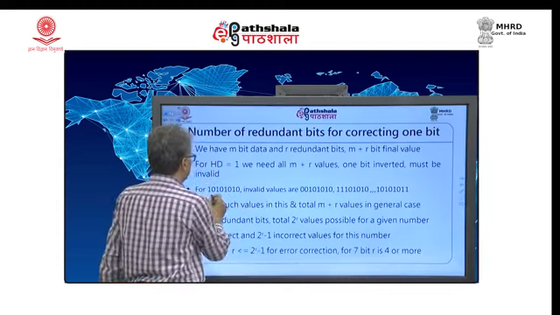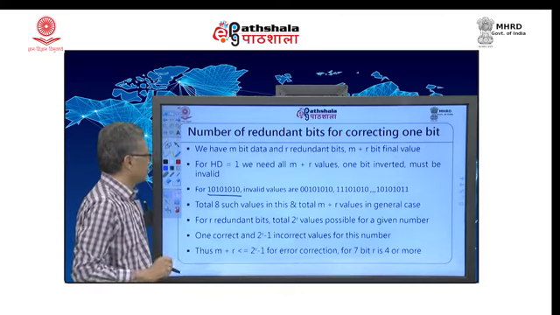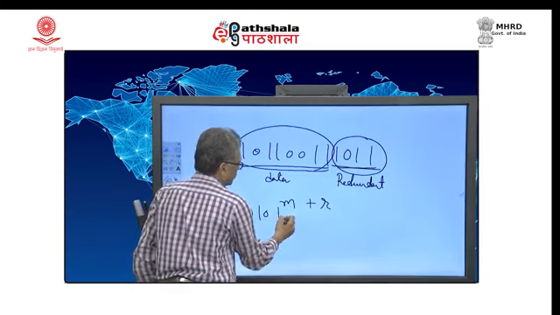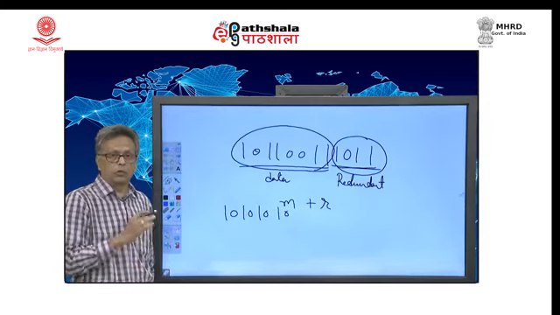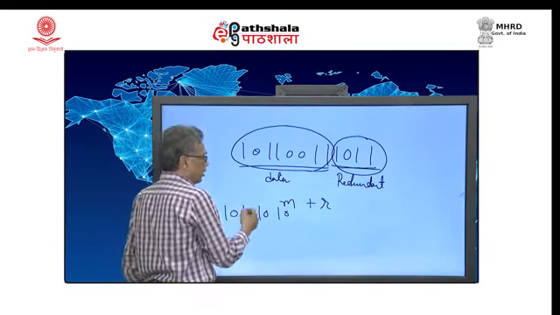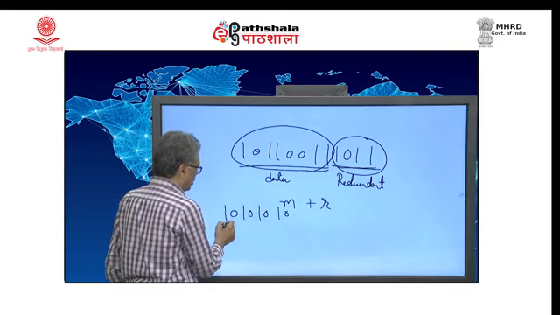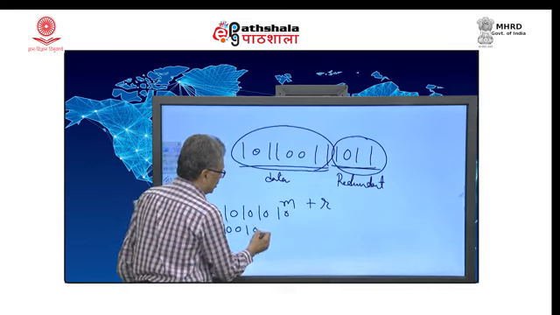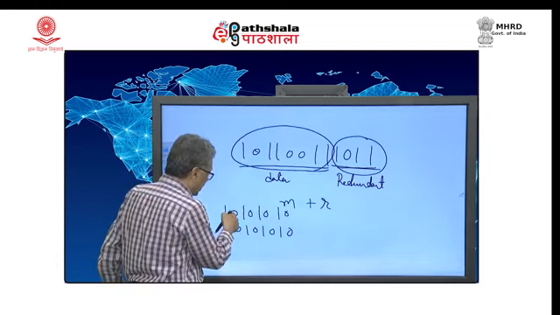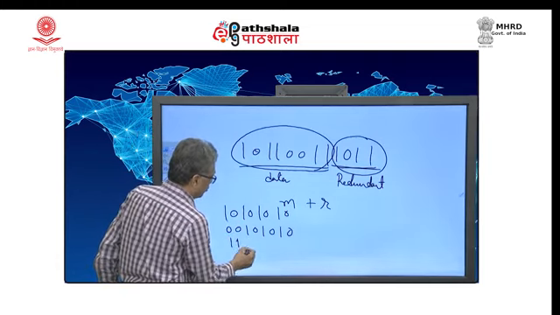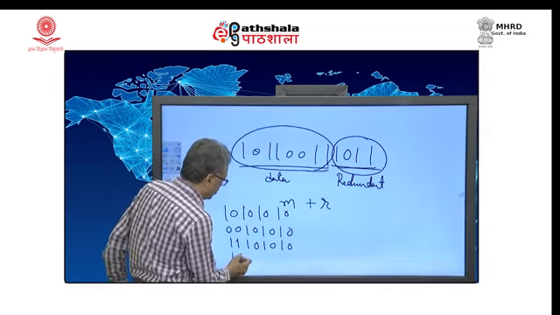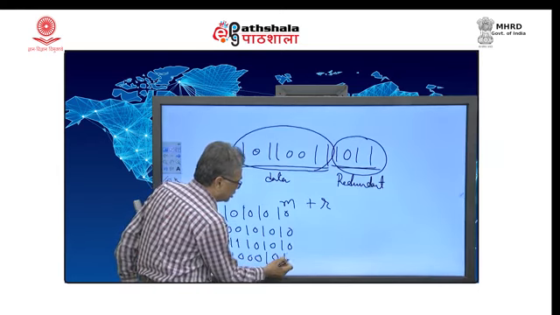For example, this is the value that I want to send: 1 0 1 0 1 0 1 0. Now, what I want to do is I want to get all values which are 1 Hamming distance far from this number. How do I get 1? I just convert the first bit. So, that is 0 0 1 0 1 0 1 0. Now, this is a number which is 1 Hamming distance apart, this has to be invalid. Second one, I will invert the second bit. So, 1 1 1 0 1 0 1 0. The third one, I will invert the third bit. So, it is 1 0 0 0 1 0 1 0 and so on.